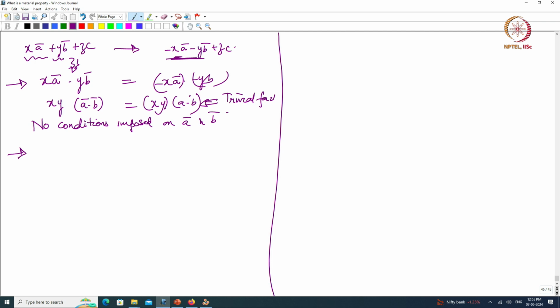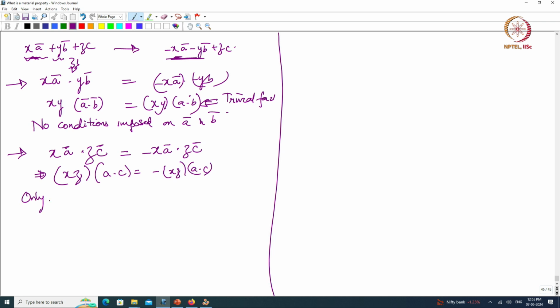However, if I take the a coordinate and the c coordinate, that is x a dot z c, that should be equal to minus x a dot plus z c. This means irrespective of whatever the values of x and z are, x z a dot c equals minus x z a dot c. This is only possible if and only if a dot c is equal to 0. Here comes my first constraint: a is perpendicular to c. If a is perpendicular to c, my angle beta equals 90 degrees. This is my first constraint.